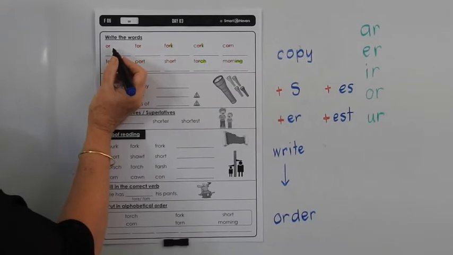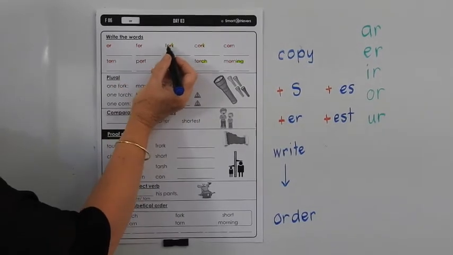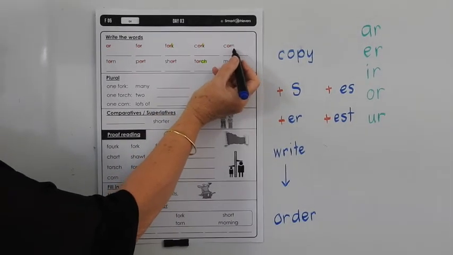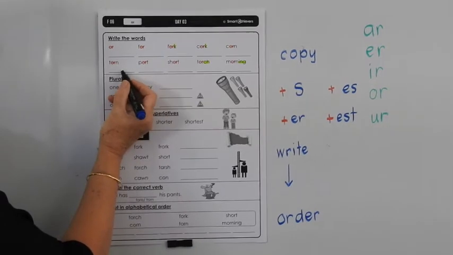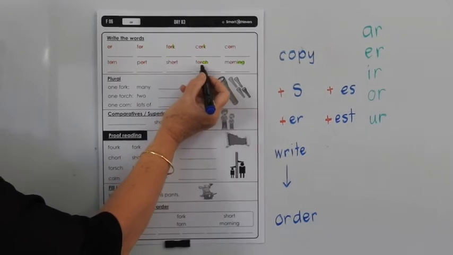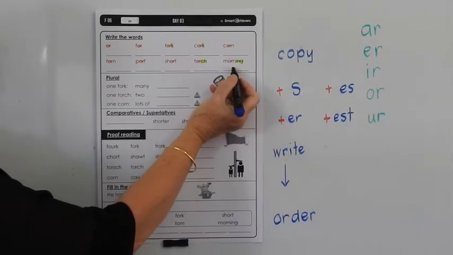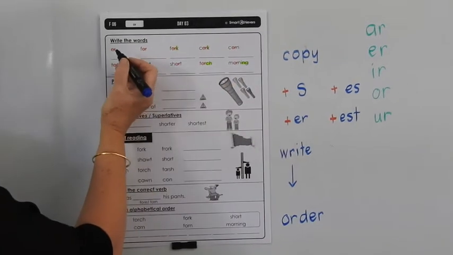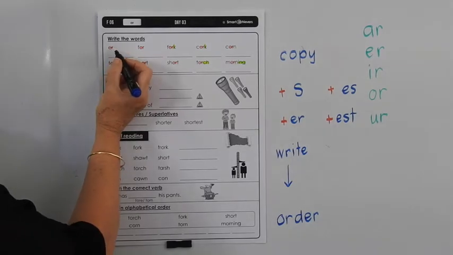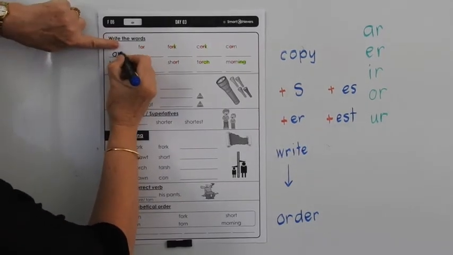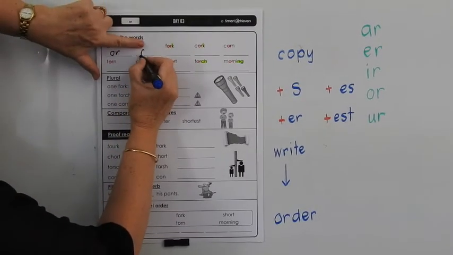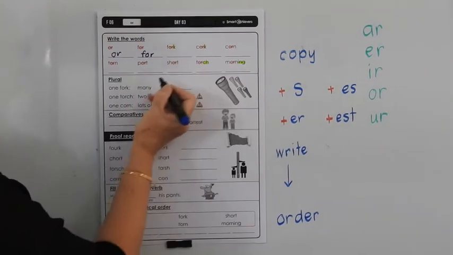Okay, so we've got or, for, fork, cork, corn, torn, port, short, torch, and morning. So you have to read the word, sound the word, spell the word and write it. So we've got or, cover it and write it. For, F-O-R, cover it and write it. And so forth. You can finish those off.